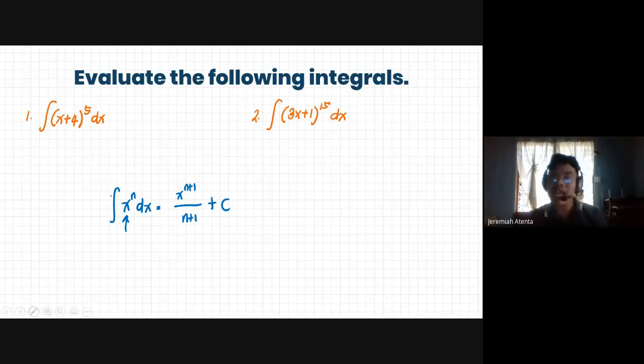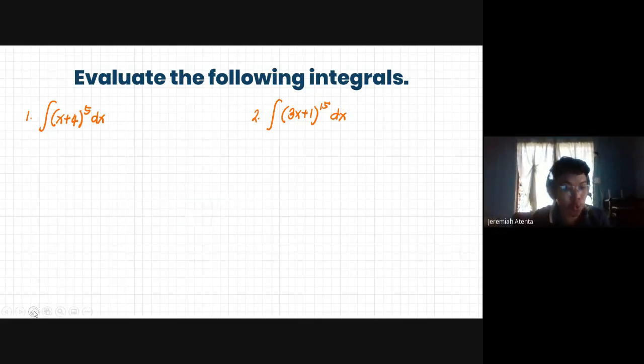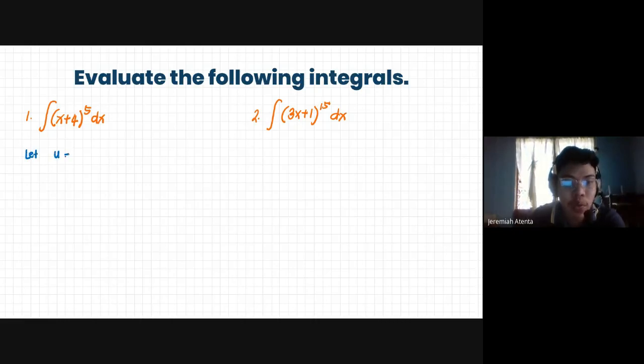So from here, we can already tell that x plus 4 is the one we need to change, so that we will have an expression the same as the power rule that you know, right? So in this case, we will now let u be equal to x plus 4. So that is what we will change, a substitution. So the first thing that you will do is let u be equal to x plus 4.